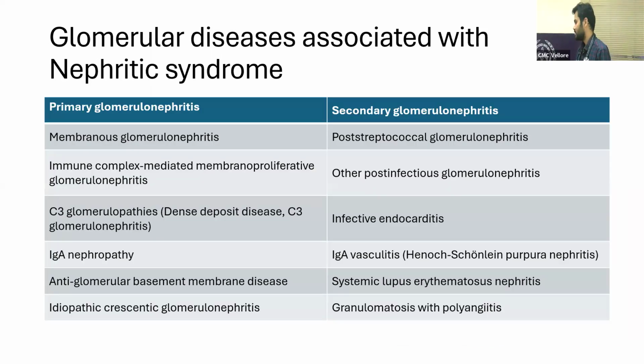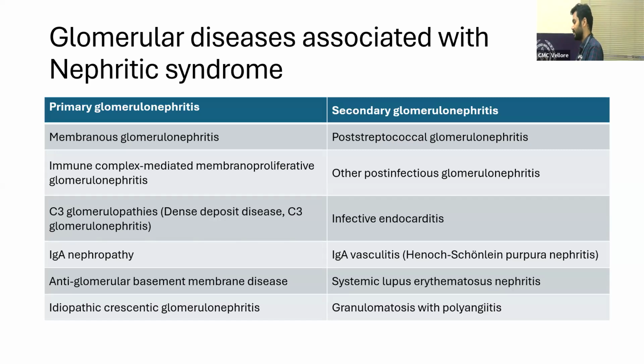So what are the glomerular diseases associated with nephritic syndrome? Can be primary or secondary. So here you can see some of the diseases can be seen in nephrotic also, nephritic also, because there is no strict distinction. These all are due to glomerular inflammation. So it can manifest initially as nephrotic syndrome, then later turn into nephritic also possible.